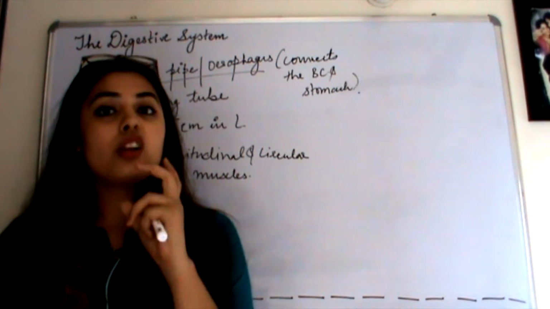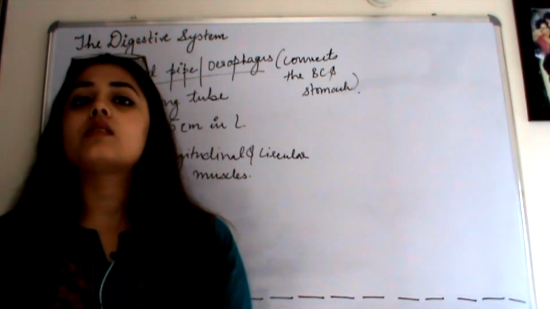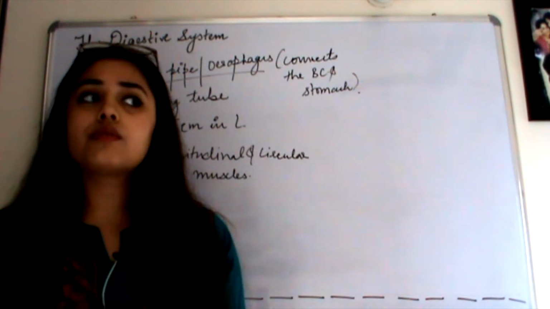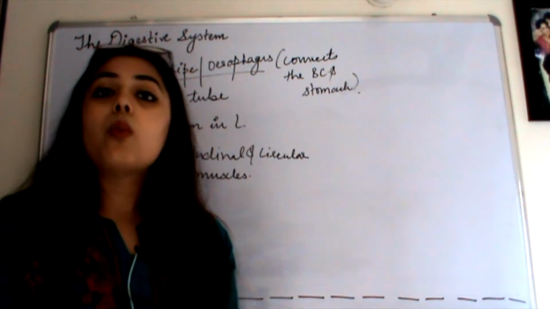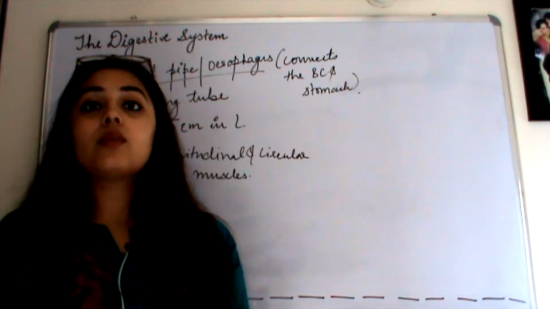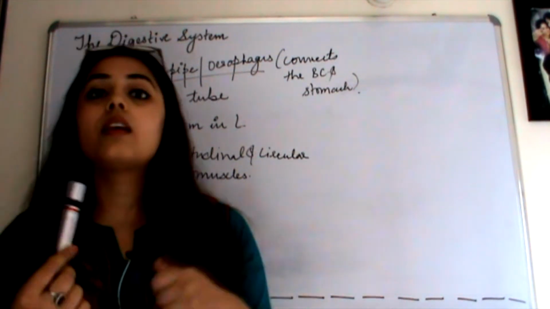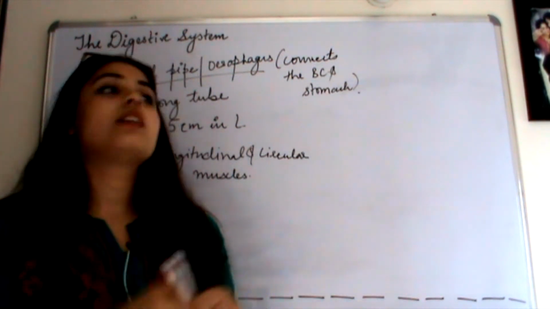Now it has a special reference. Why is it made up of muscles? It could have been made up of different types of tissues, different types of cells, but no. Why are muscles present here? Why are skeletal muscles present here? Longitudinal and circular muscles are present here. Why? So we have an answer.